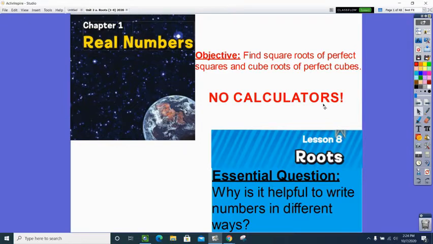We are not using calculators for this unit at all, so all work should be done without them, but I will give you a handy reference guide. It's part of this presentation, and I already would have attached it to Classroom. It's the perfect square trail and the perfect cube list, and we will see those as we go through.